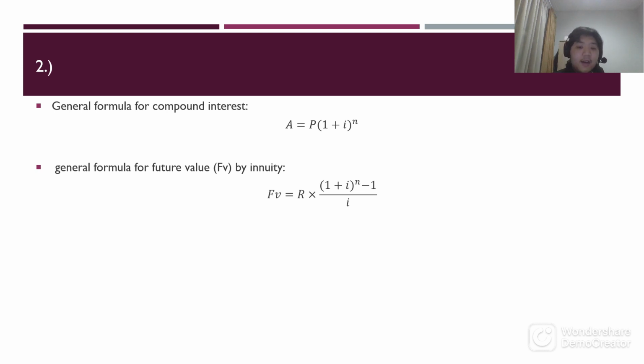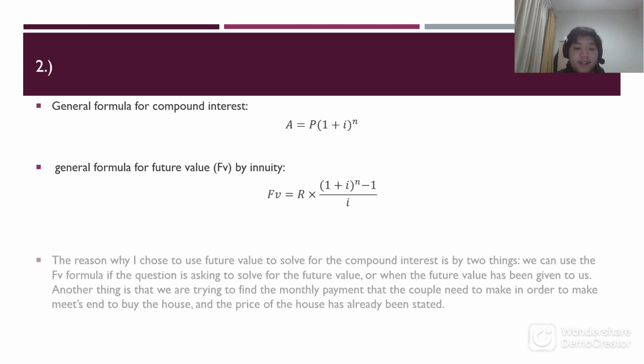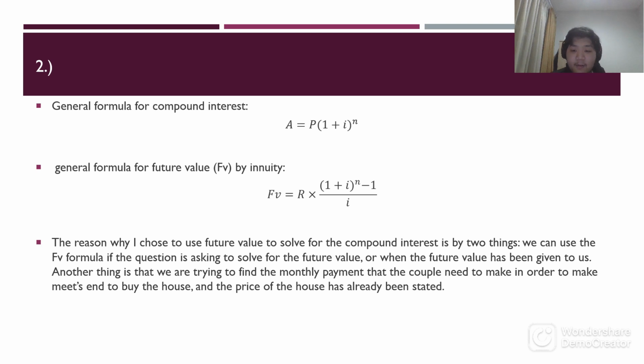Now, the reason why I chose future value, or FV, over present value is two things. One, we can use the future value formula for the annuity if the question is asking us to solve for a future value, or if the future value has already been given to us. It's already given in the form of $80,000. Another thing is that we need to solve for the monthly payment, or basically R, that the couple needs to make in order to achieve $80,000 in the span of 30 years.